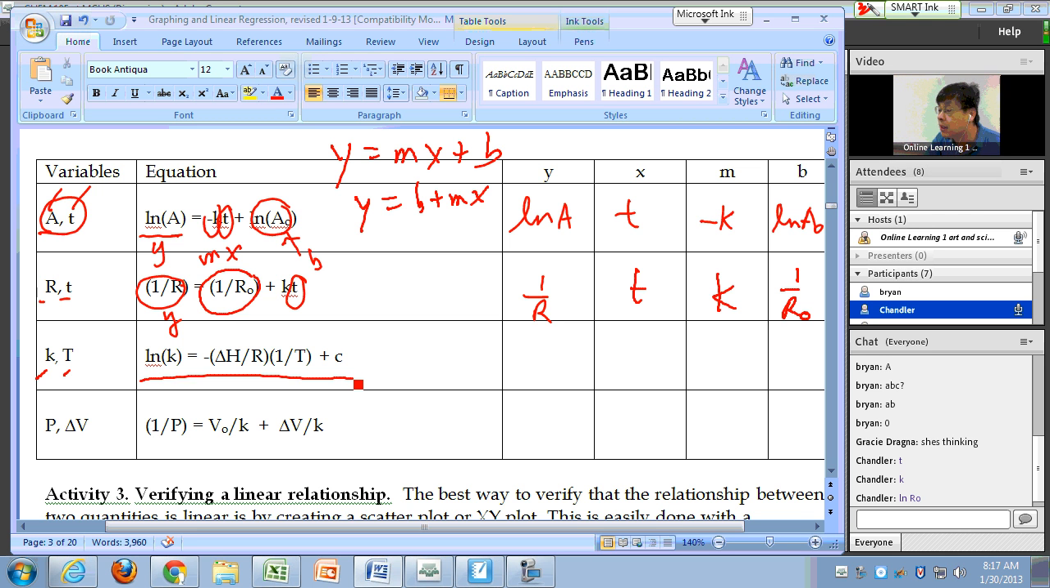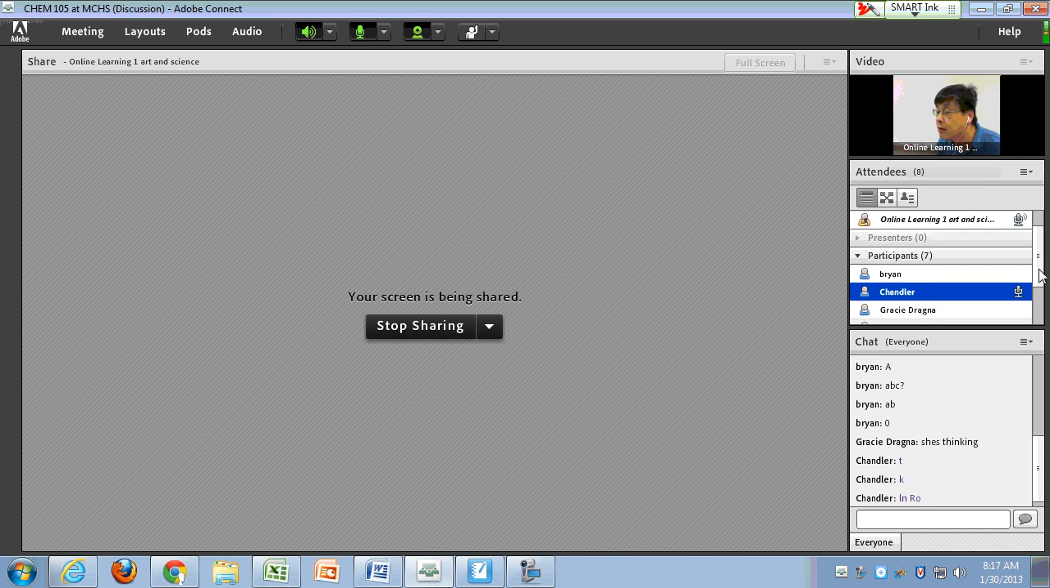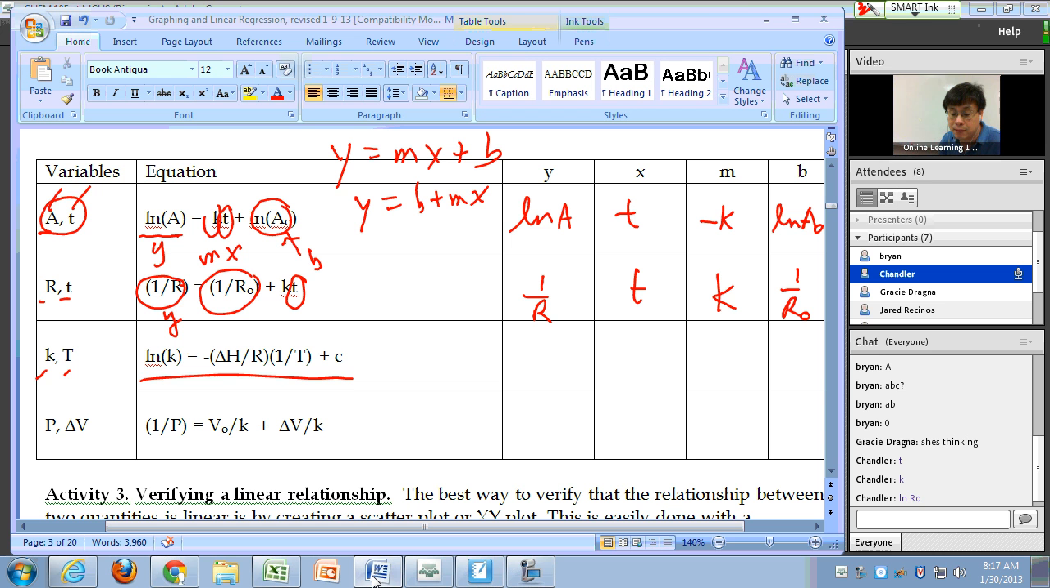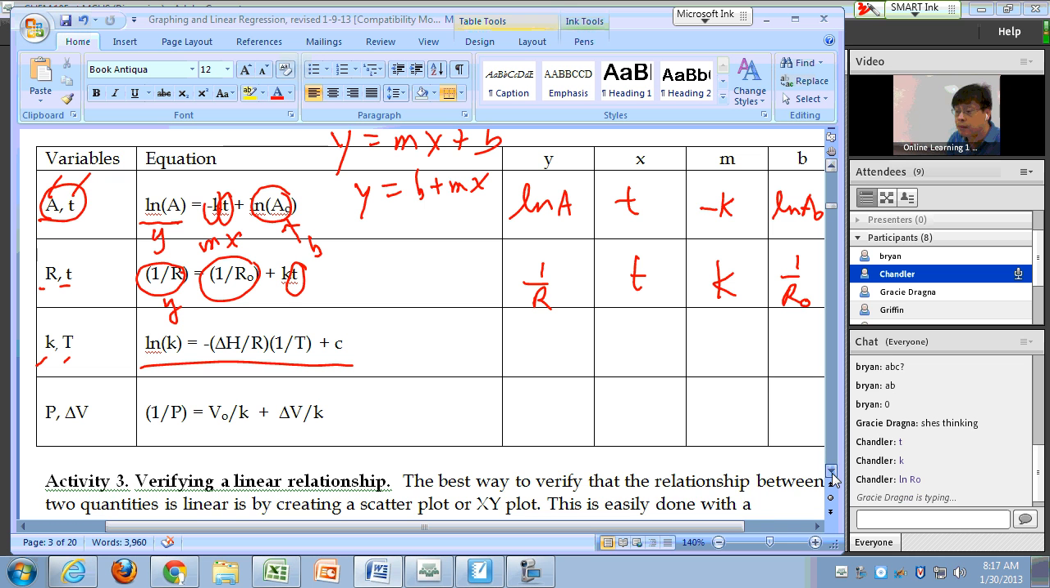Let's see, we've got Chandler, and who's next? Gracie. How about Gracie? What should I show on my y-axis? ln of k, very good. And what should I show on my x-axis? One over t, good. So this is my y. 1 over t is my x. And so what should be my slope then?